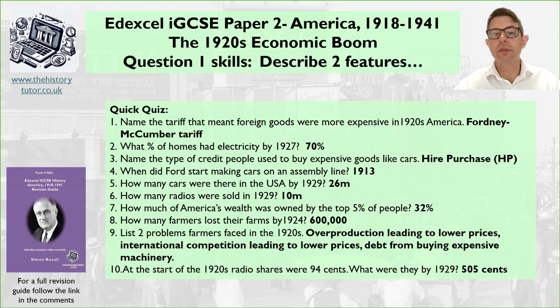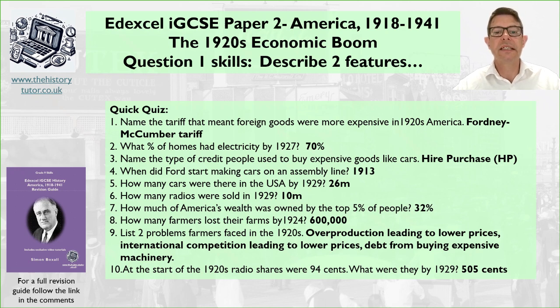Number 4, when did Ford start making cars on the assembly line? 1913. Ford wanted to make the cars cheaper and make more of them, with fewer skilled workers, so the assembly line came in to make rapid amounts of cheap cars. Number 5, how many cars were there in the USA by 1929? 26 million, a huge amount of cars. Number 6, how many radios were sold by 1929? 10 million. Number 7, how much of America's wealth was owned by the top 5% of people?